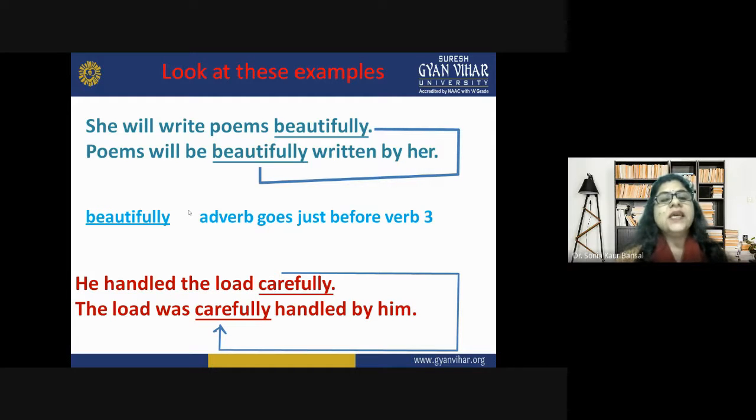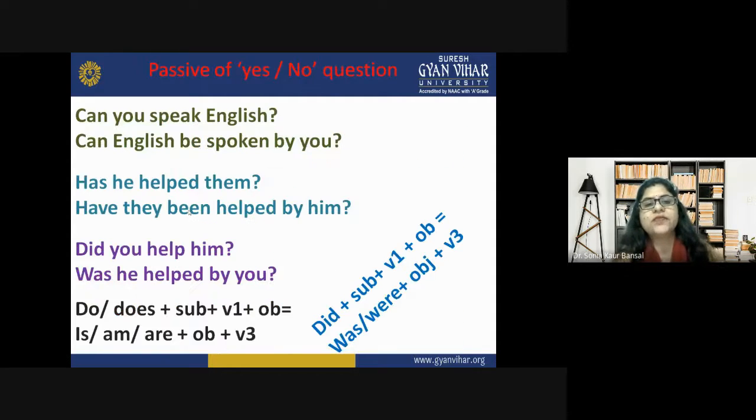Then in the next sentence, he handled the load carefully. And here again you will see an adverb, carefully. And the passive voice sentence would be: the load was carefully handled by him. That means handled is the verb's third form. And if we are using any adverb in the sentence which has already been used in the active voice, when we are using it in passive voice as well, we place the adverb just before the verb's third form. Clear, students? So I really hope you have understood well. Now let's have a look at the passive of yes or no questions.